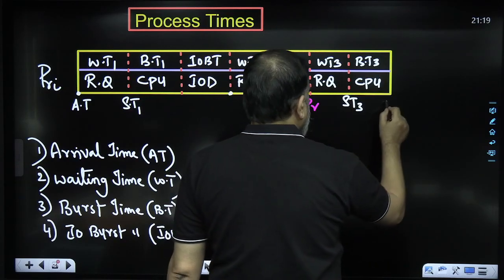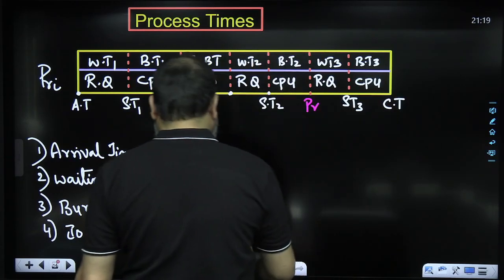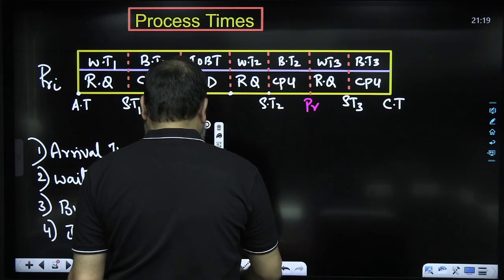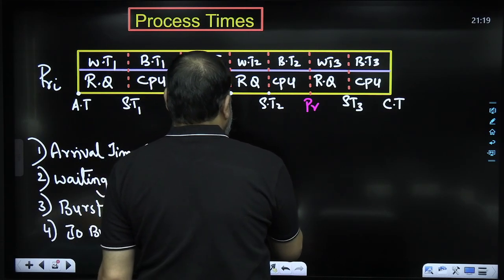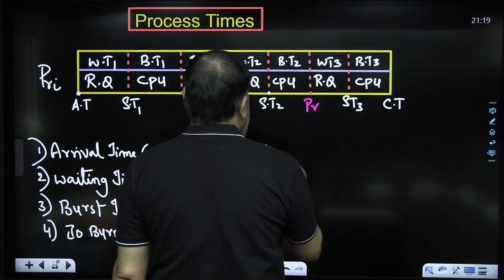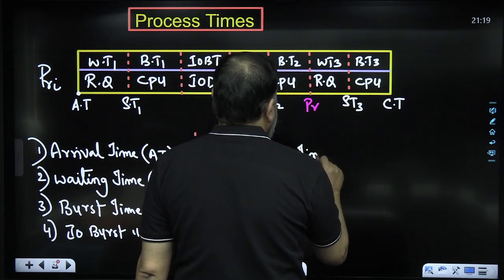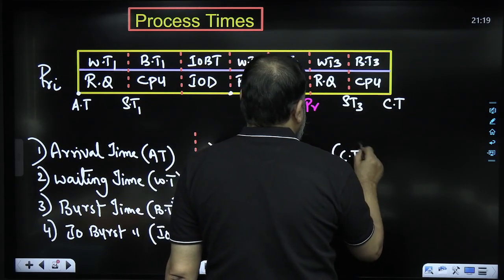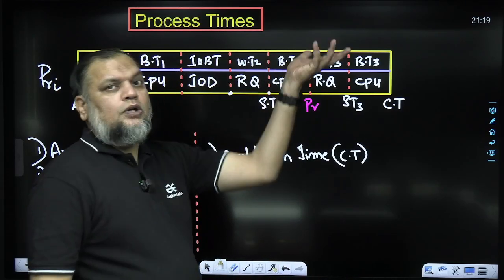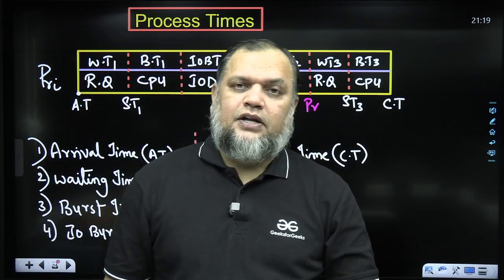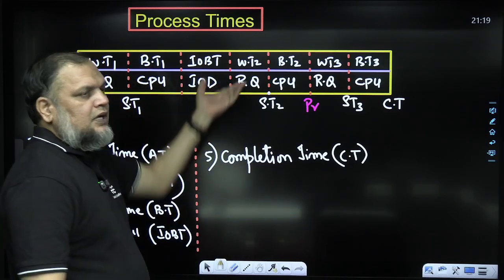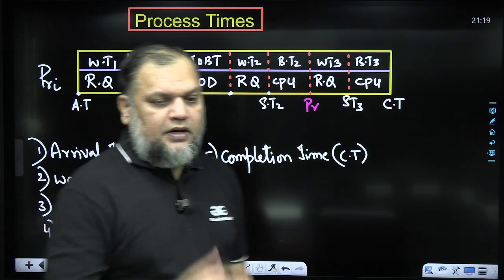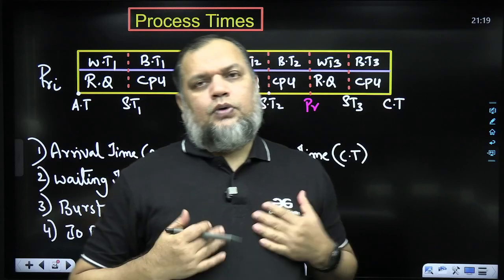And finally, this is your completion time, CT, the last time. The time at which the process completes its execution is called completion time. So boys and girls, this is a very important topic illustrating the different times a process is associated with during its life cycle. This may also include suspend time in case the process is getting suspended, but just for simplicity, I am not showing it. Otherwise, if the process gets suspended, that also will be included in this.